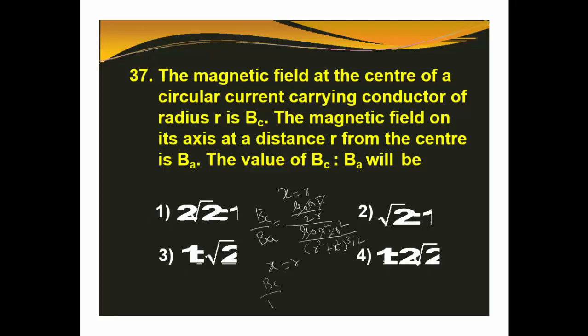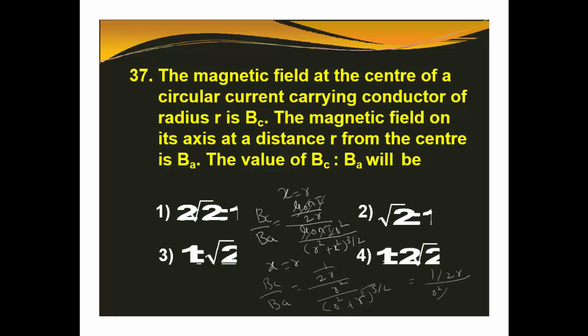BC by BA equals what remains in the numerator: 1 by 2r. What remains in the denominator: r square divided by r square plus x square, where x square is also r square, raised to 3 by 2. So once again 1 by 2r whole divided by r square divided by r square plus r square, 2r square.